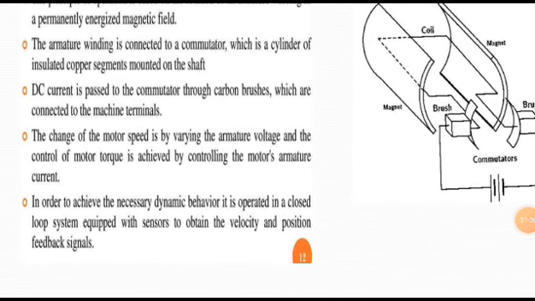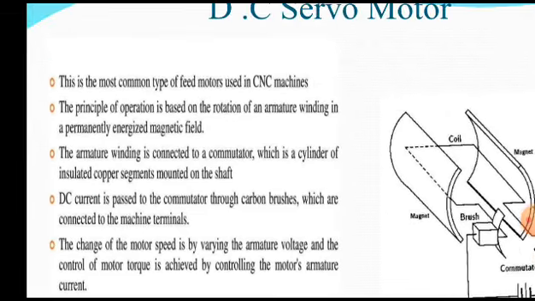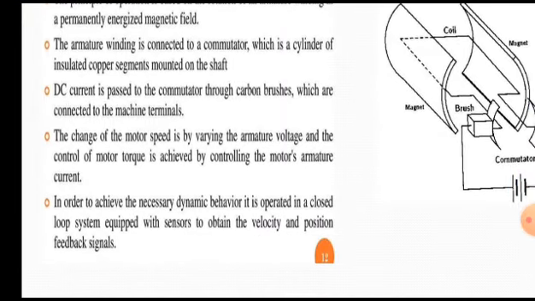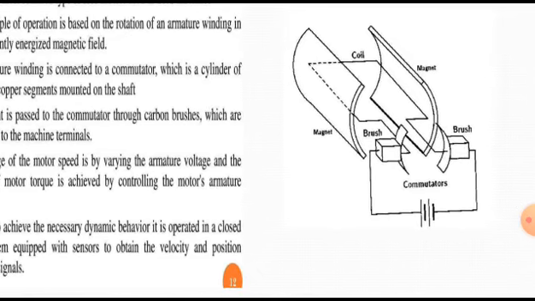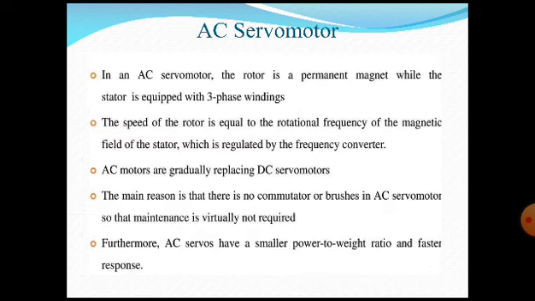Then, in order to achieve the necessary dynamic behavior, it is operated in a closed loop system equipped with sensors to obtain the velocity and position feedback signals. As I have told, we require to understand one principle as far as the working principle of the DC motor is concerned: we take the motion feedback from the motor for giving any corrections with the help of a controller unit. That is how the DC servo motor is going to function.